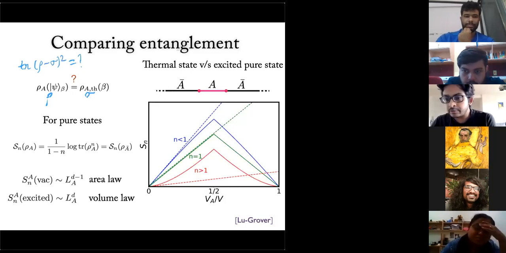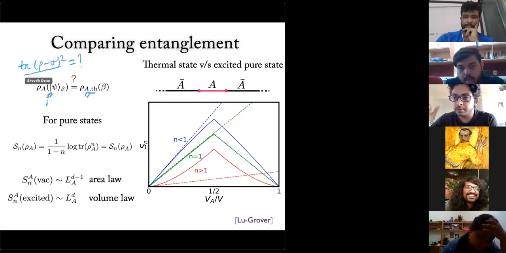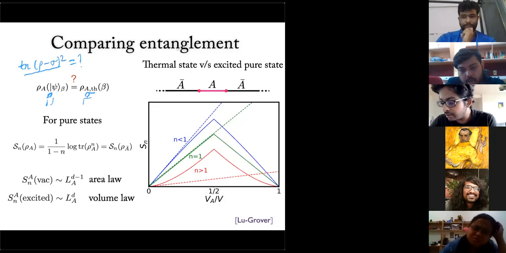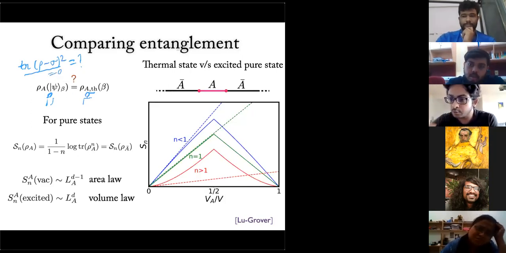In 2D CFTs, we actually did this calculation. If you look at small subsystem sizes, you can look at this quantity in a small subsystem size expansion. Then you can verify at large central charge, if you take this excited state to be a primary state and the other is a thermal state, that this goes to zero, at least perturbatively in a short distance expansion. So this can be one measure.